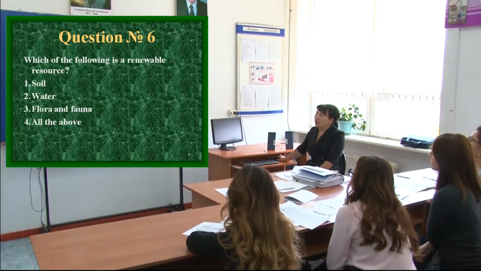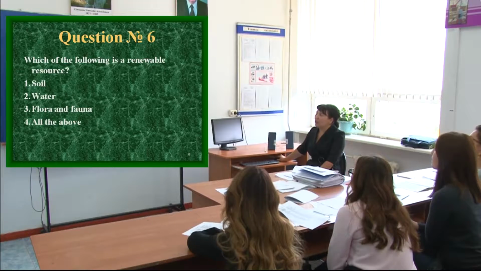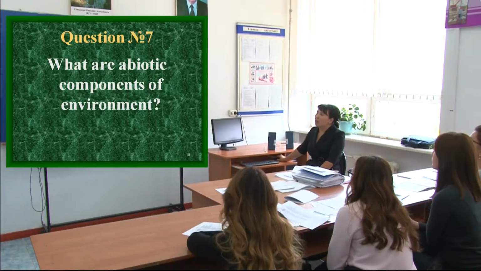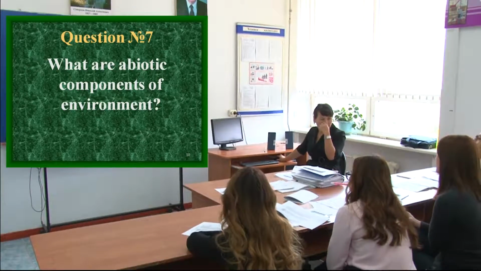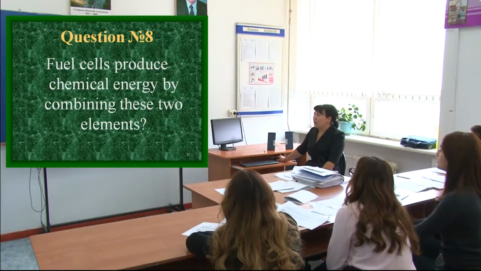Which of the following is a renewable resource? Soil, water, flora and fauna, or all above? All. Okay, question number seven. What are abiotic components of environment? It's the non-living components, it's sunlight, yes, wind, it's everything that is non-living, yes? Yes.